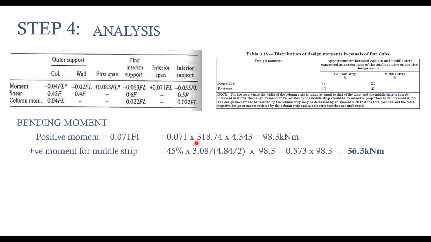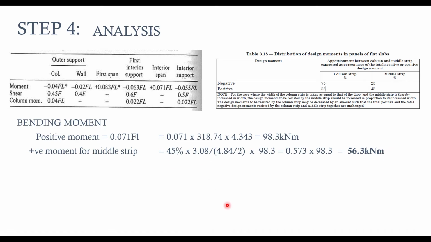What is the span of the middle strip, which was calculated earlier? This 3.48 is the actual span of the panel minus the column strip. This is supposed to be 3.04, because 4.48 minus 1.8 gives us 2.68... rather 3.04 as shown. So this is a typographical error. Then you divide the size of your middle strip by the actual span divided by 2, and multiply it by the total positive moment. That gives you 56.3 kilonewton meters for the middle strip.